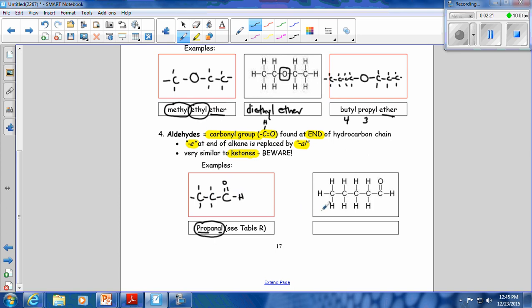Now, the next example, we have 1, 2, 3, 4, and yes, we're going to count this carbon as well, even though it's part of the carbonyl group. We have 5 carbons. For 5, the prefix we use is pent. We would call this pentane if it wasn't for the carbonyl group or the aldehyde at the end. So pentane is where we're going to start.